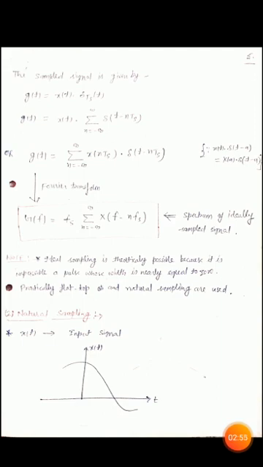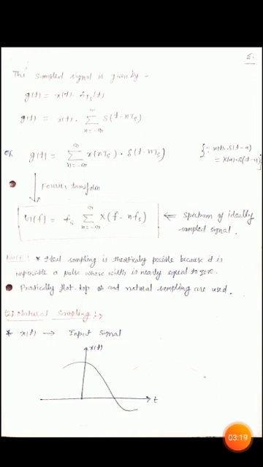When we apply the property of the impulse function, multiplying x(t) with δ(t − a) gives x(a) δ(t − a). By using this property of the impulse function, g(t) becomes the summation, n from minus infinity to plus infinity, of x(nTs) δ(t − nTs).